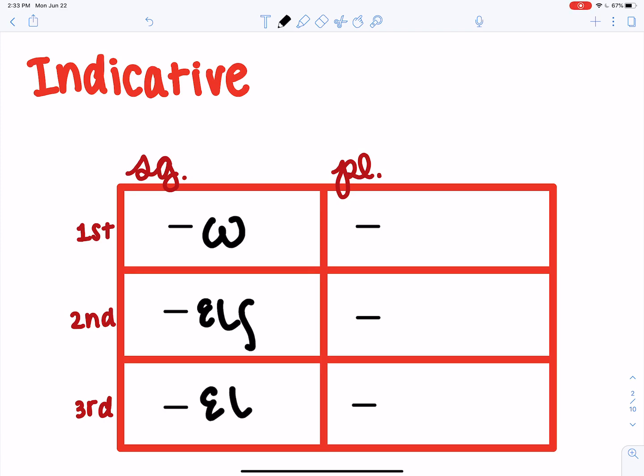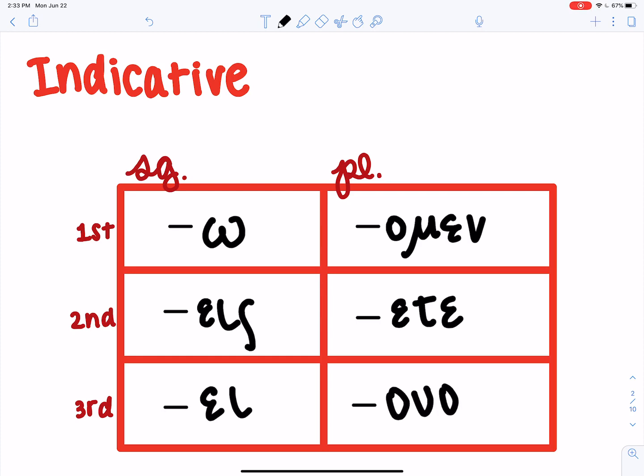And now on to plural. Your first person plural ending is omicron, mu, epsilon, nu, which is omen. Then second person plural is epsilon, tau, epsilon, which is ete. And then third person plural is omicron, upsilon, sigma, iota, so ousi. And this form has what's called a removable nu, so I'm going to show that with parentheses around the nu.